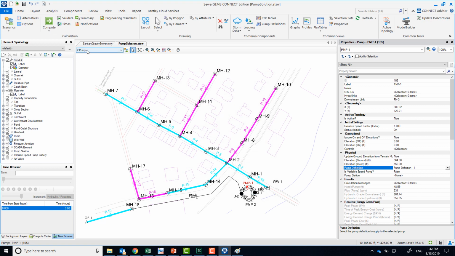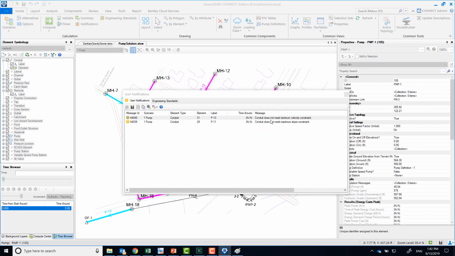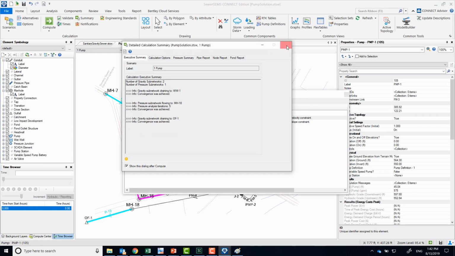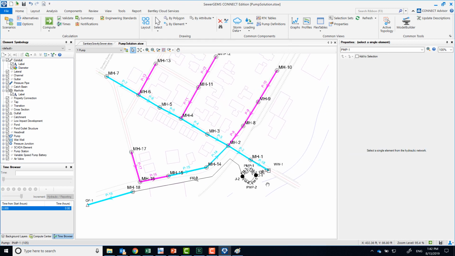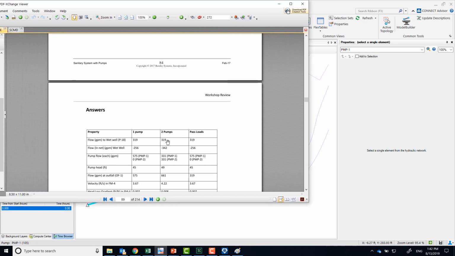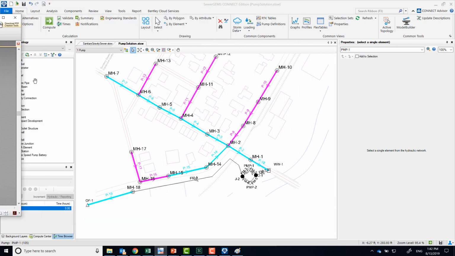All right, so let's start with the first scenario, one pump. I've computed it already, but I'll just compute it here so you can see what is going on. All right, so I'll refer to this PDF page here with the results. So notice that for all 3 of our scenarios, 1 pump, 2 pumps, and pass loads, the flow into the wet well is the same. It's 319 gallons per minute, right?